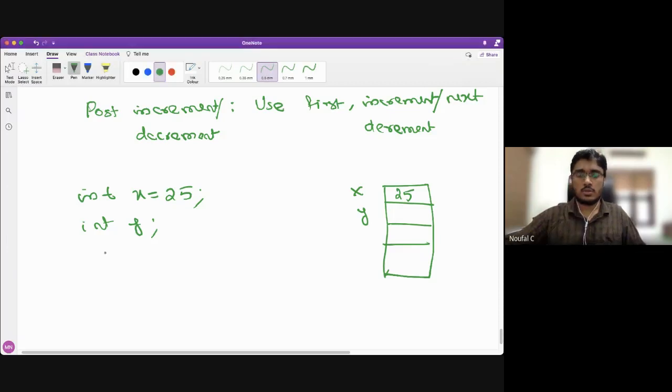Now listen carefully. Suppose I write y equal to plus plus x. Unlike the previous situation, it will first increment the variable, then that result will be assigned to the value of y. So this is happening as the second operation.